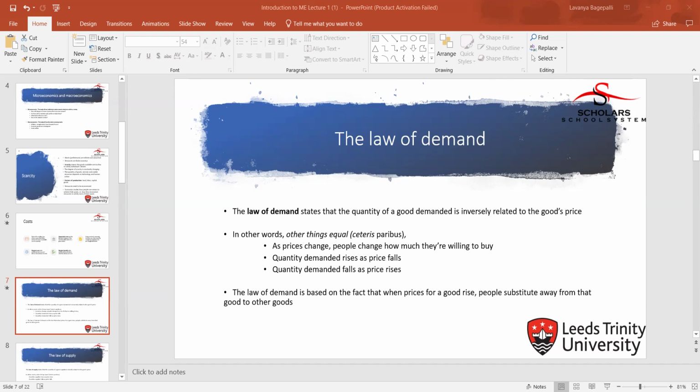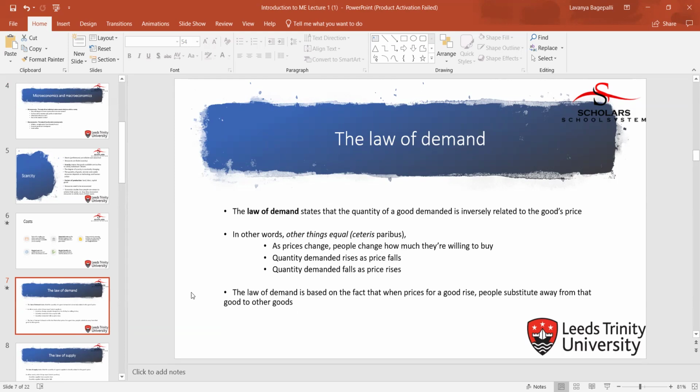Let me just give you an example. For example, if everybody watches movies, and the price of a movie ticket decreases, obviously more people might decide to go to the movies. Conversely, if the price of gasoline increases, people might choose to drive less and use more public transport. So that is an example of the law of demand. You can see here, quantity demanded rises as price falls, and quantity demanded falls as price rises. This is what I explained just now.